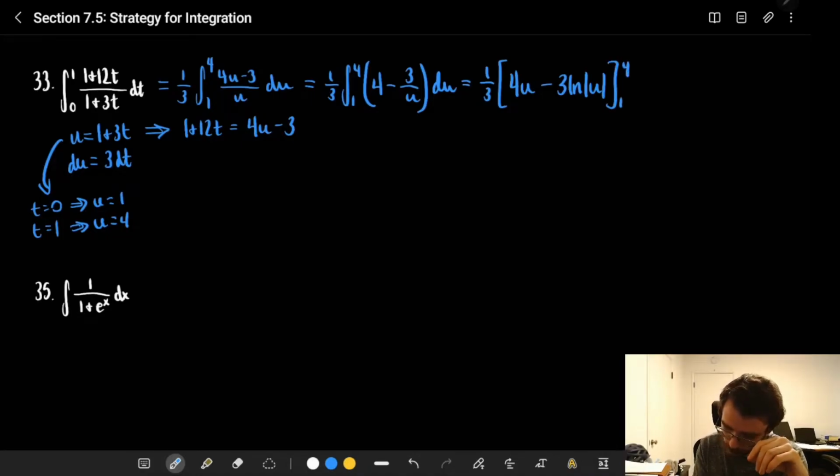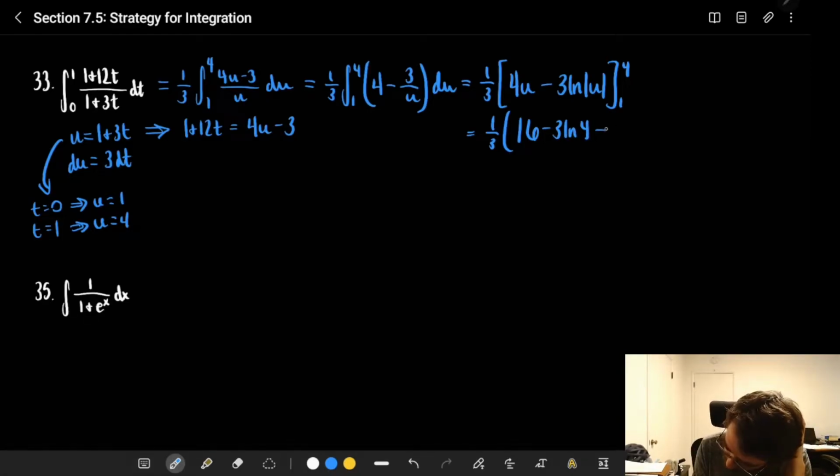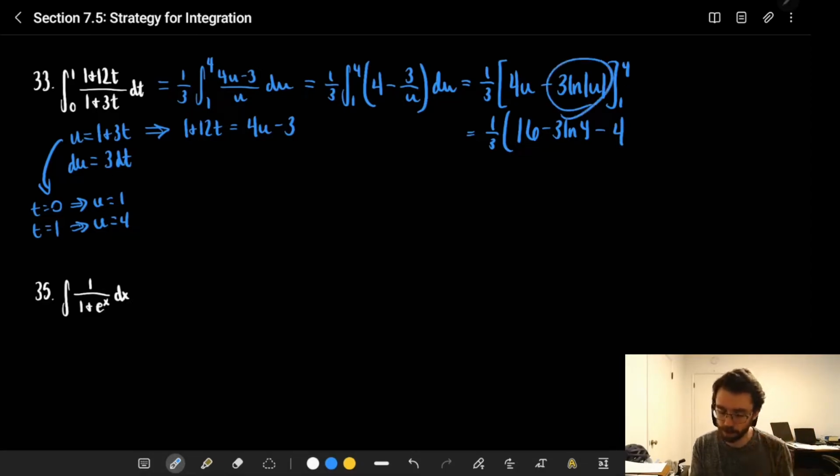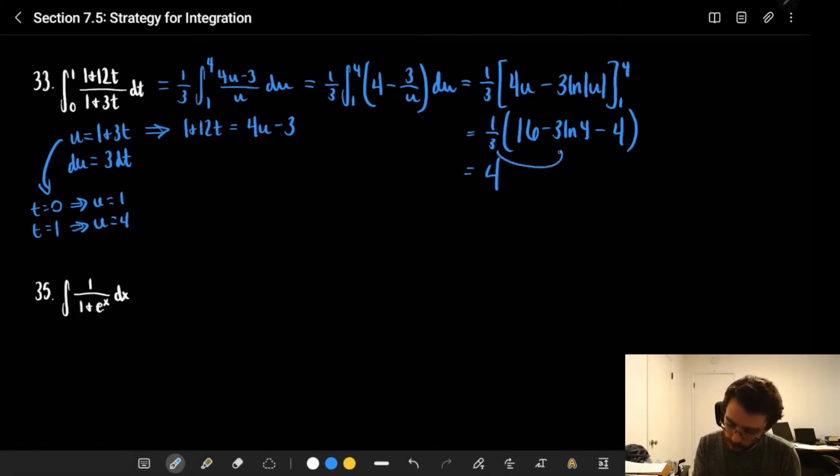Plug in 1 and 4. And maybe I'll do it this time. This gives me 16 minus 3 log 4. And then if I subtract what I get when I plug in 1, well, log of 1 is 0, so that term doesn't matter, but this term does. Yeah, so you get that. That simplifies even more. 16 minus 4 is 12, divided by 3 is 4. 1/3 times 3 here is just 1. Surprisingly nice. Huh. And hopefully correct.